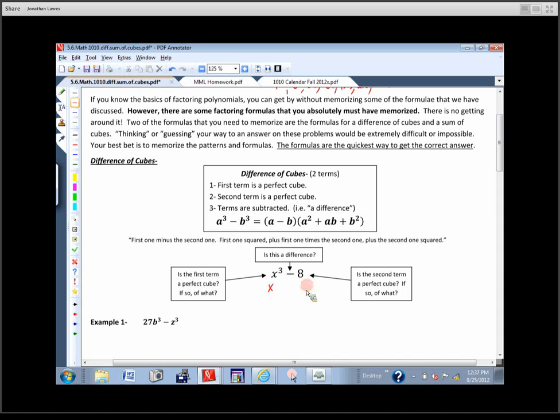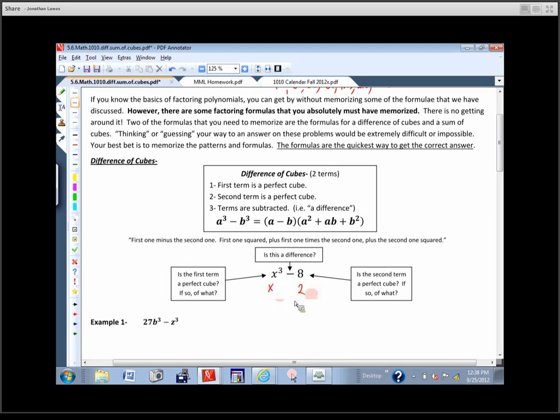The second term has to be a perfect cube. Is 8 a perfect cube? Yes, of what? 2. And then it's either got to be a sum or a difference. Now we're going to work on all difference of cubes right now. So if this is a difference, if it's a minus, then what we have is a difference of cubes. Now this formula, this is the answer. If you have a perfect cube of A minus a perfect cube of B, then it's going to be the first one minus the second one, times the first one squared. This factor is going to end with the last one squared, and then the middle one is going to be just the 2 of them multiplied together with a plus.